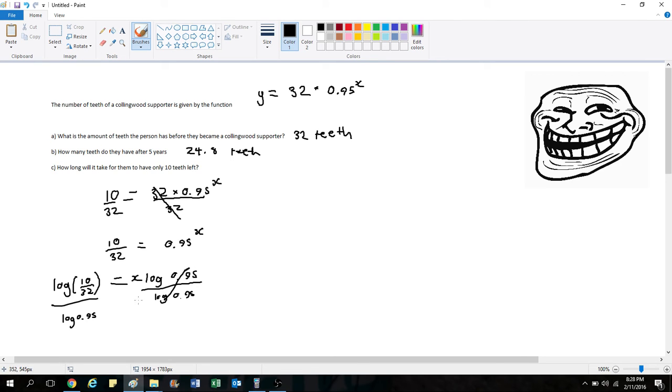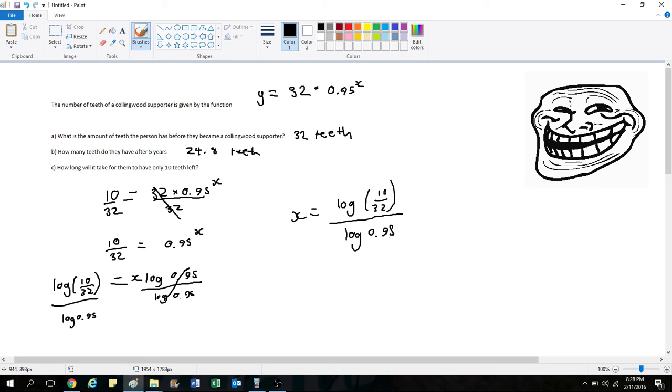And that's cancelled on this side. So we have x is equal to log of 10 on 32 divided by log of 0.95.